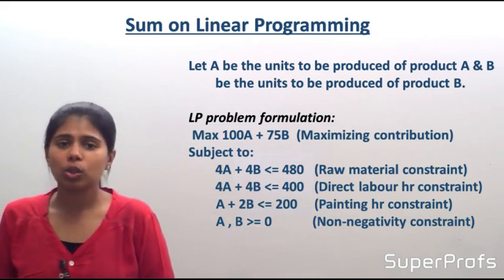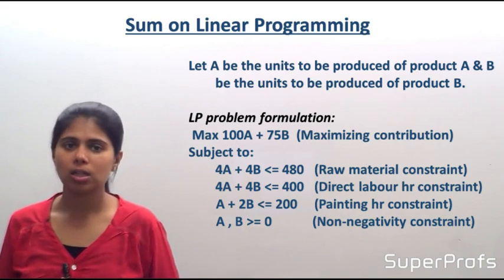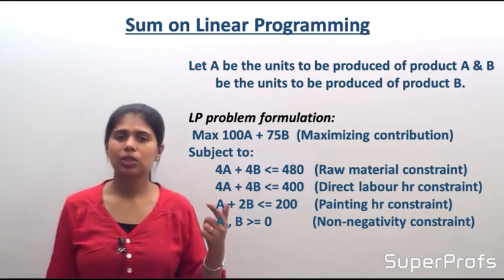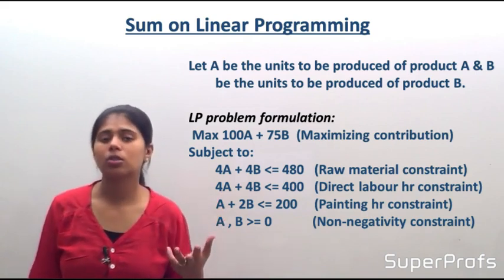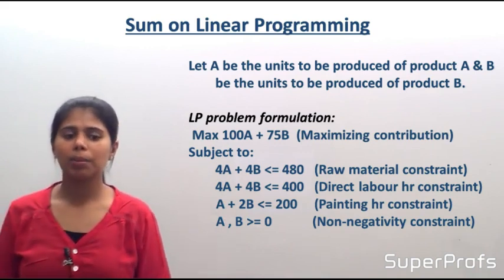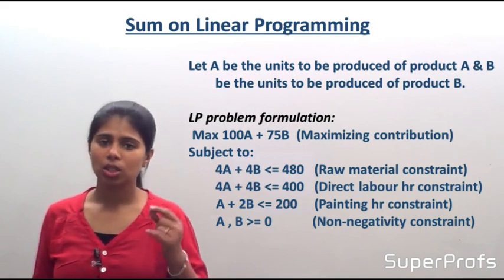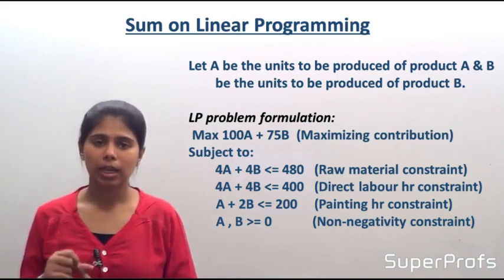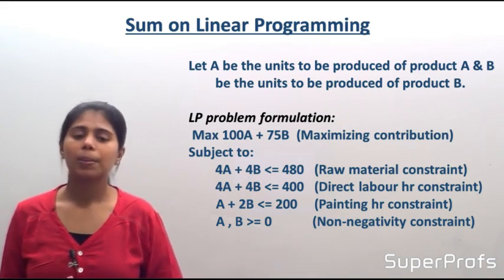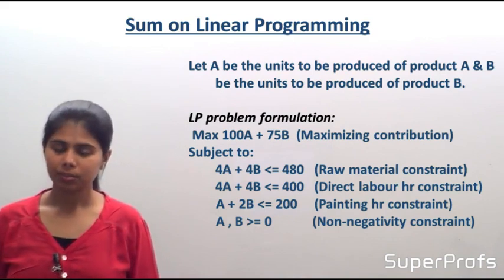Then I have to also formulate the constraints in equations. So there is a raw material constraint, there is a direct labor hour constraint, there is a painting hour constraint, and of course there is a non-negativity constraint like we discussed. So raw material or direct material constraint: each unit of product A and B requires 4 kgs of raw material each. Therefore 4A plus 4B should always be less than or equal to 480.